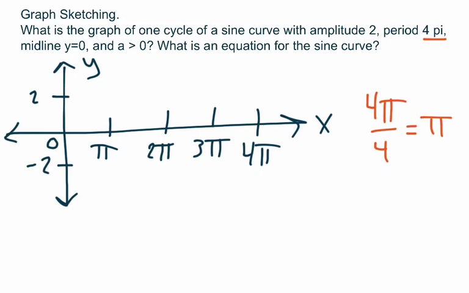We're given that our amplitude is 2, and this means that our maximum value for the function will be where y equals 2, and the minimum will be y equals negative 2. Since a is greater than 0, that tells us that our maximum value will occur before the minimum value. So I can expect a maximum to occur right here, where x is pi and y is 2.